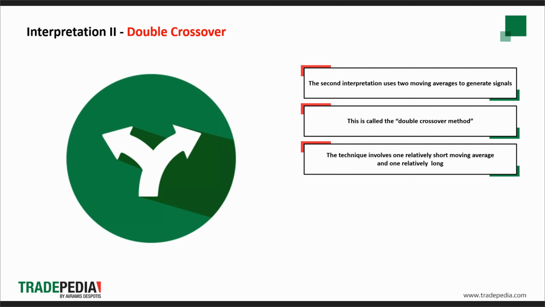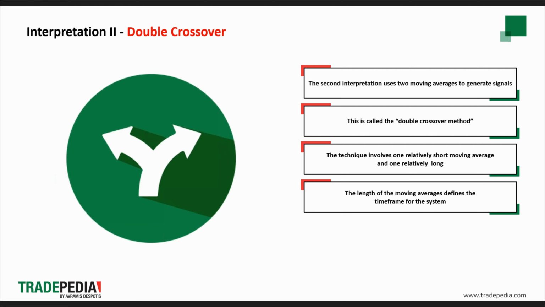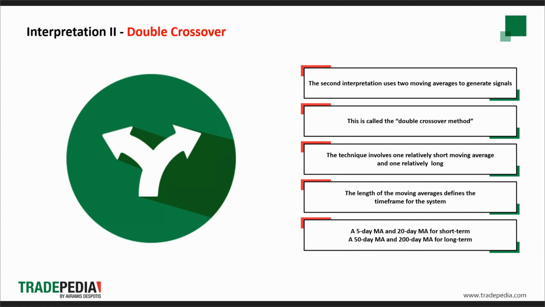So what does that mean? A system can use maybe a 5-day moving average and a 20-day moving average. That can be a short-term system, whereas you can also use a 50-day moving average and a 200-day moving average for a long-term strategy. The length of the moving average defines the time frame for the system. You're overlaying two moving averages and looking at how they interact with each other to generate bullish or bearish signals. That's quite simple to understand.